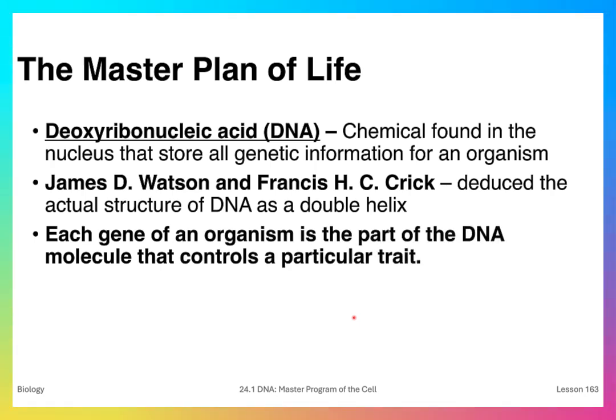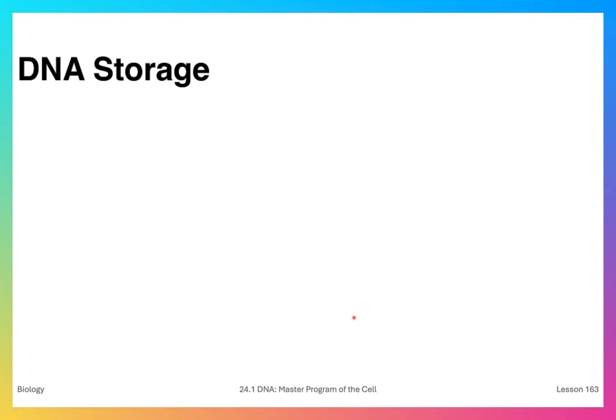So each gene of an organism is part of the DNA molecule that controls a particular trait. So a section of the DNA molecule is called a gene, and that section is the control factor for any particular trait in an organism.